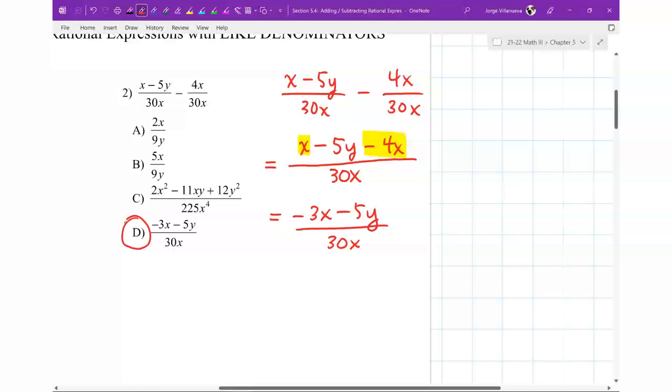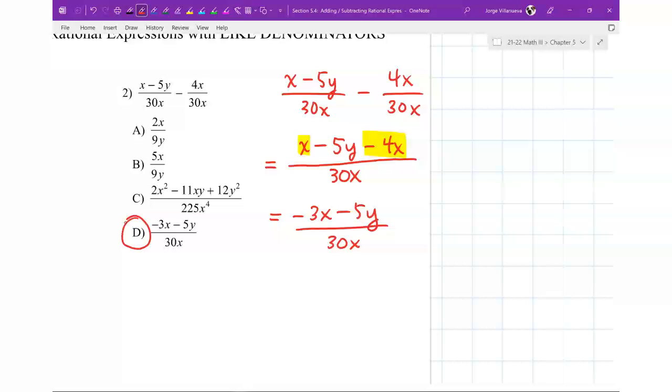See, if the denominators were different, this would be a lot tougher. But they're not. They're the same. And all of these are going to have the same denominators. Okay? We check to see if we can simplify anything at the end. But 3 and 5 don't have anything in common, so I didn't factor anything out. So I just left it like that. Okay? So that's question number 2.